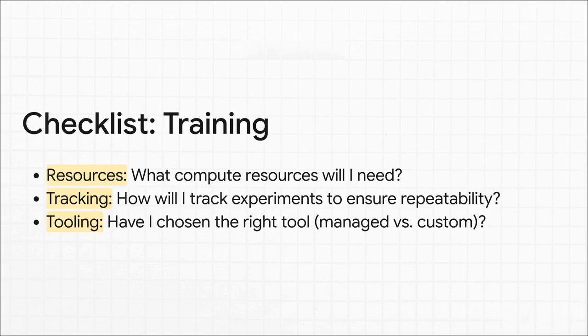Now for the engine room, model training. What kind of horsepower do you really need here? Are we talking about a standard machine, or do you need a supercomputer in the cloud? And then, how are you going to track your experiments? You need a digital lab notebook to make sure your amazing results are repeatable and not just some happy accident. And of course, that crucial choice, have you deliberately chosen between managed speed or custom control?